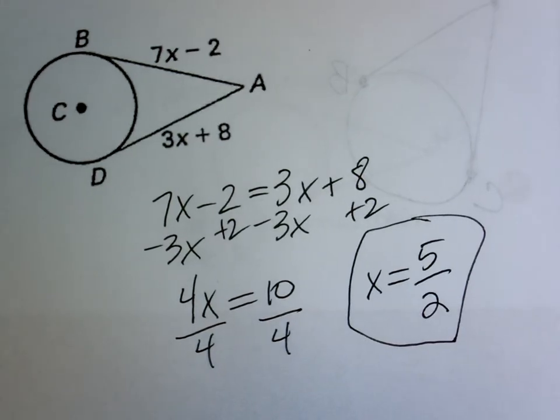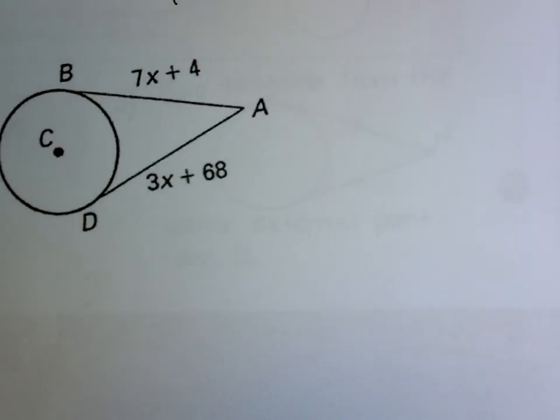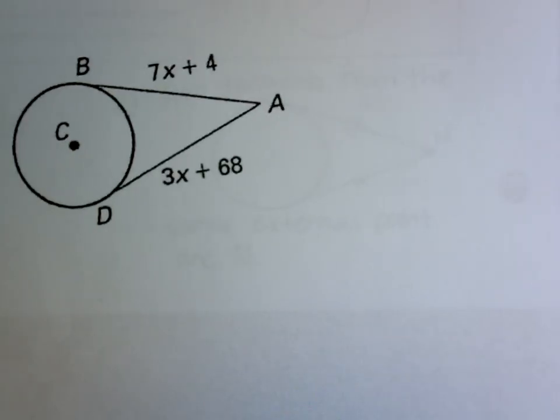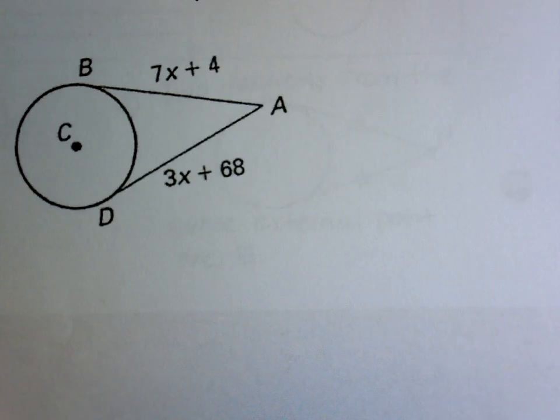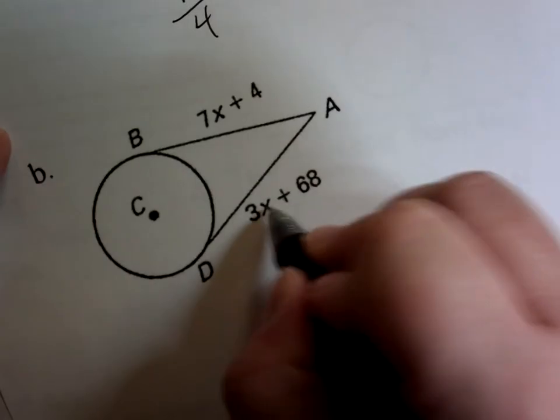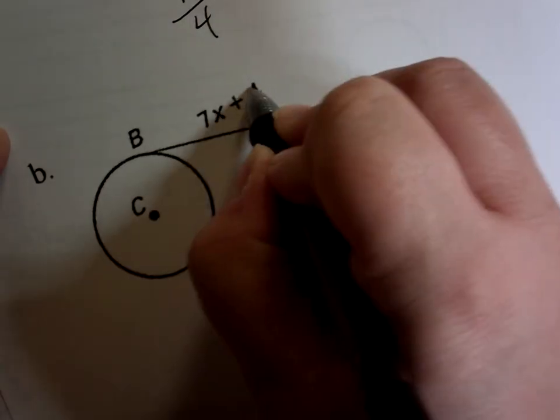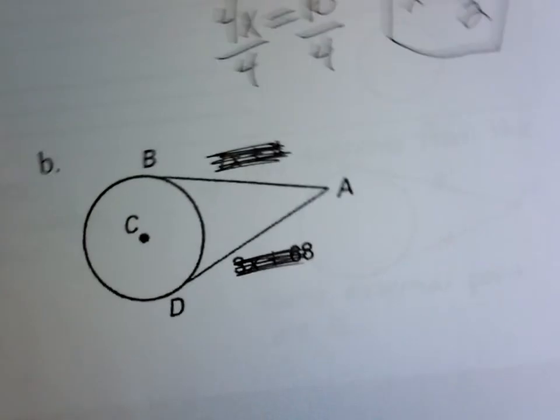Okay? Same thing on this one. I'm just setting the two sides equal to each other. 7x plus 4 equals 3x plus 68, and then solving. Now I'm not going to do that one though, because sometimes you will find that you will have one instead. I'm going to go ahead and use this picture, and I'm going to put different measures here because I want to show you this other type.